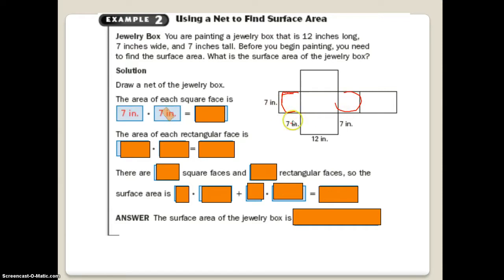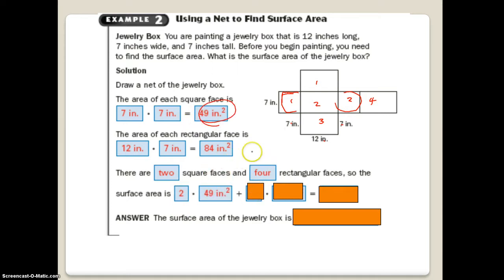So 7 times 7 is 49 inches squared. The rectangle faces are 12 by 7. So we take length times width, 12 by 7 is 84 inches squared. Now, there are two square faces, 1, 2, and there are 1, 2, 3, 4 rectangle faces. So take 49 inches squared times 2 and 84 inches squared times 4. Multiply and then add to get a total surface area of 434 inches squared.